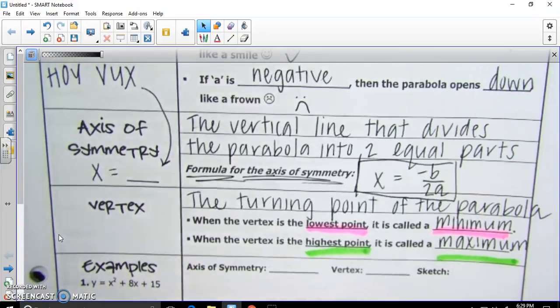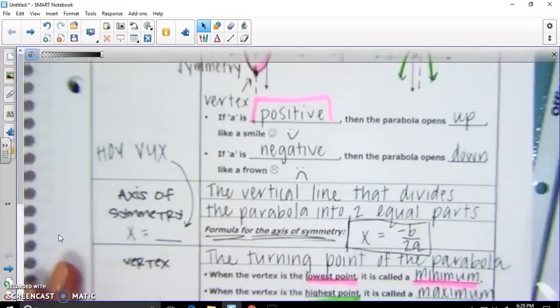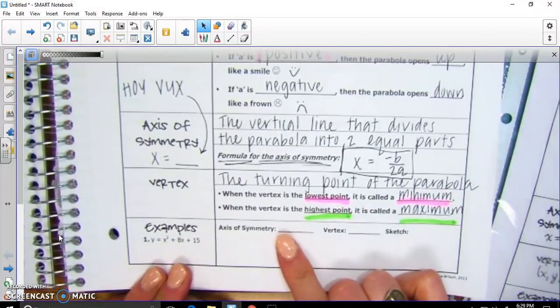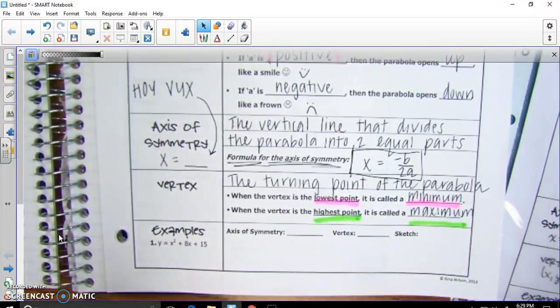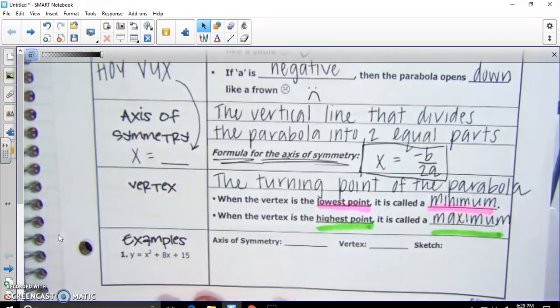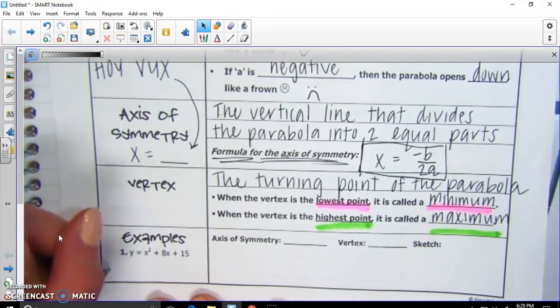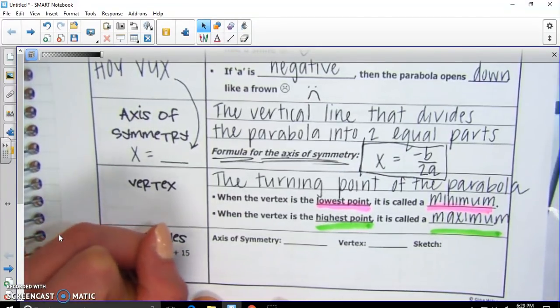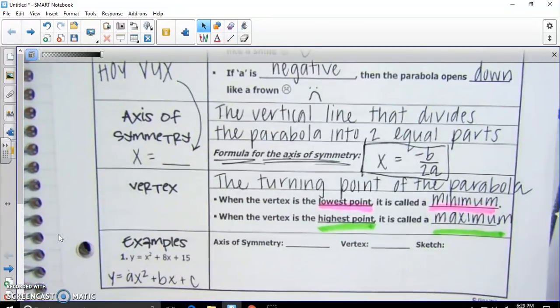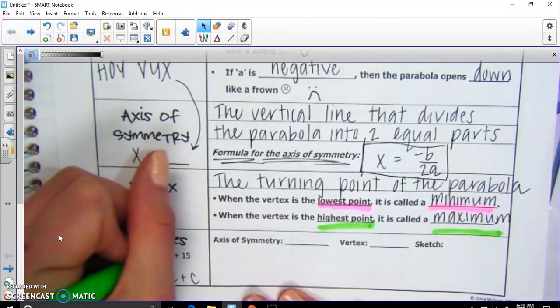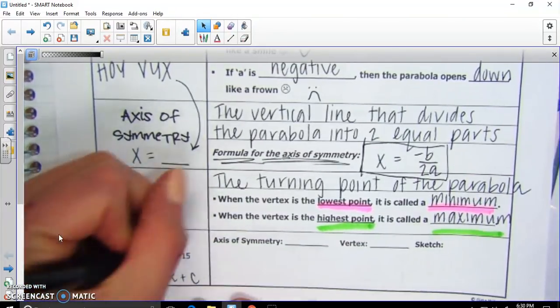Okay, so using all of this information, let's go ahead and complete some examples. So I'm going to scroll this out a little bit so we can see a little bit more. We're going to use this information to find the axis of symmetry, the vertex, and then draw a little sketch. Okay. So here's our example, y equals x squared plus 8x plus 15. So remember our standard form is y equals ax squared plus bx plus c. So our a is with this, our b is with this term, and our c is this final value.